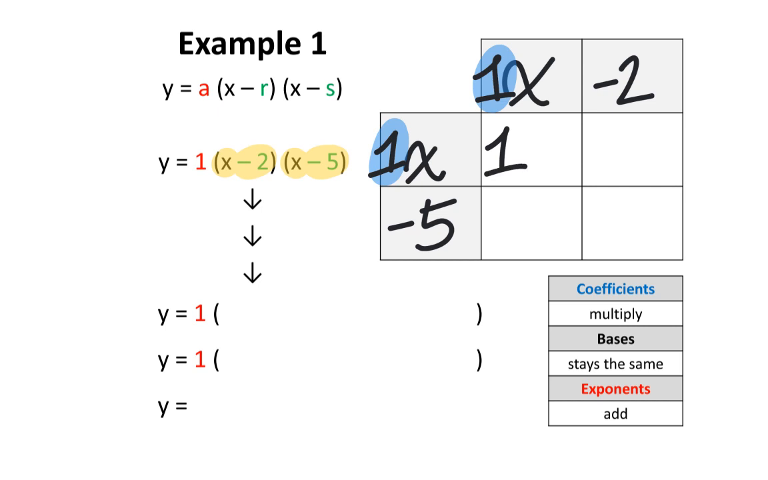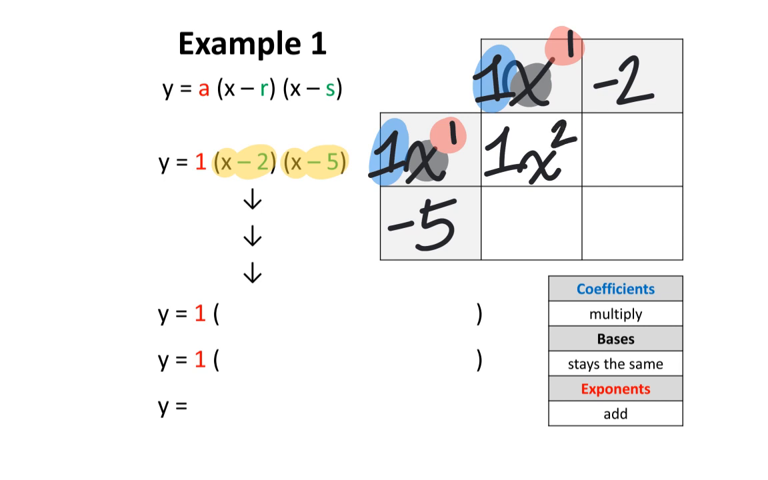Next, we want to take a look at the bases. The base is x over here, and the base is x over here. Bases stay the same, so this is going to remain x. Last, you want to take a look at exponents. There is no exponent here, and there is no exponent there, which just means there's a hidden 1. And we like to add exponents, so 1 plus 1 is going to give you 2.